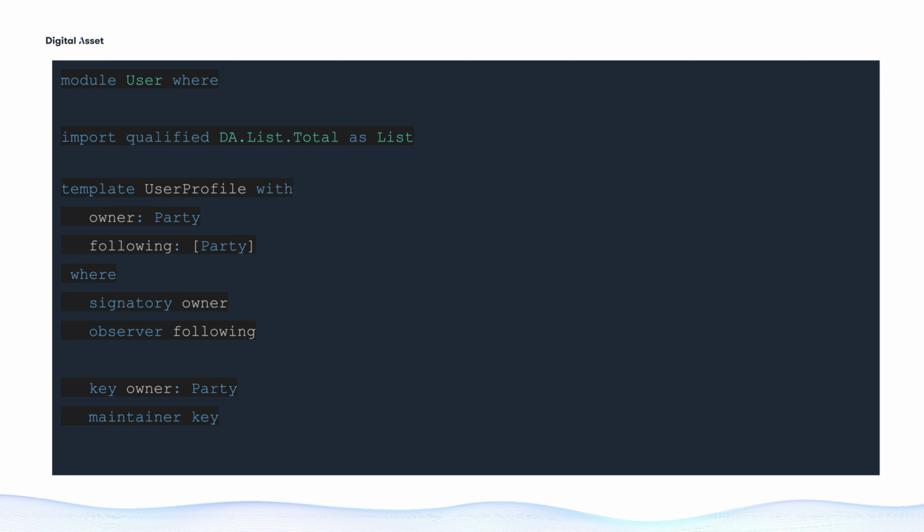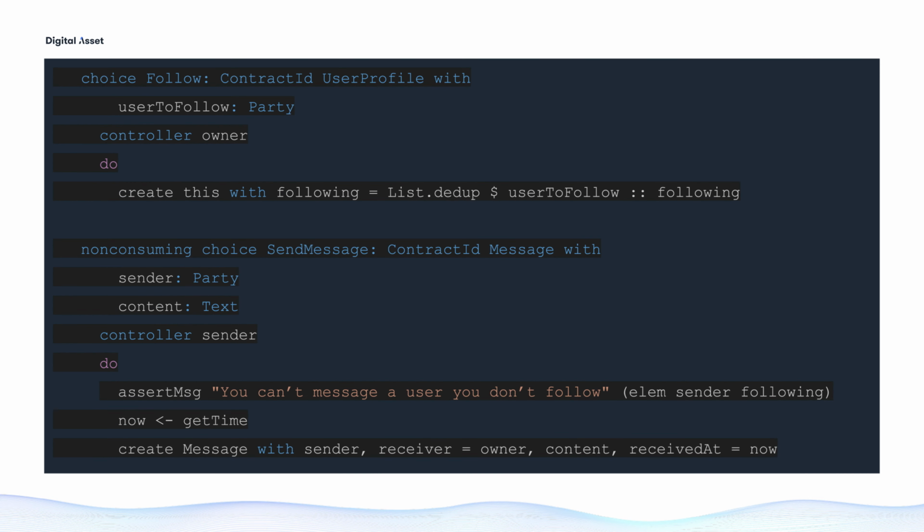First, let's take a look at the templates we need in our chat application. The template named User Profile represents a user account in the application. Users can follow each other. Any two users who follow each other can exchange messages. The user profile contract has the owner party as the signatory and the list of parties the user follows as observers. The owner party is also defined as the contract key.